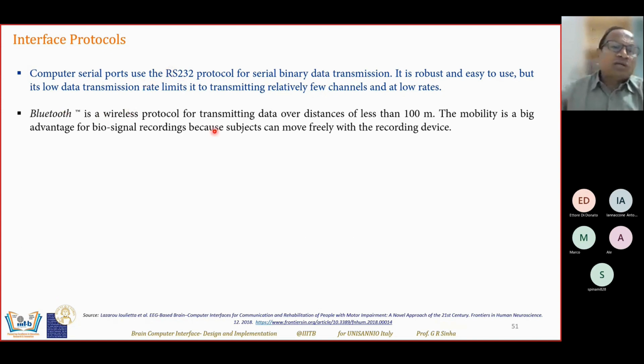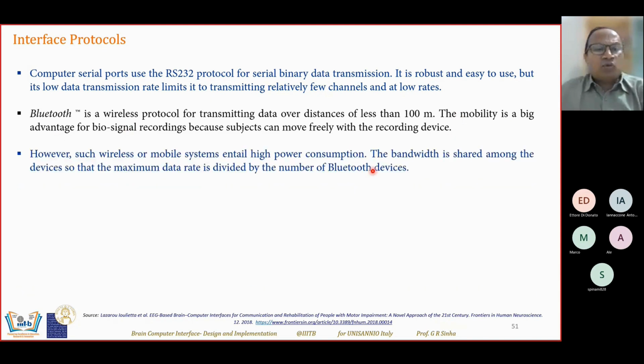Then comes Bluetooth. It's a wireless protocol transmitting data up to 100 meters. The biggest benefit of Bluetooth is that mobility is always involved. You don't need wires, so you can always operate in wireless mode. Mobility is a big benefit for biosignal recording because subjects can move freely with the recording device. However, such wireless and mobile systems entail high power consumption. Whenever your device is on wireless, it always requires more power, so the power consumption will be more in the case of wireless.